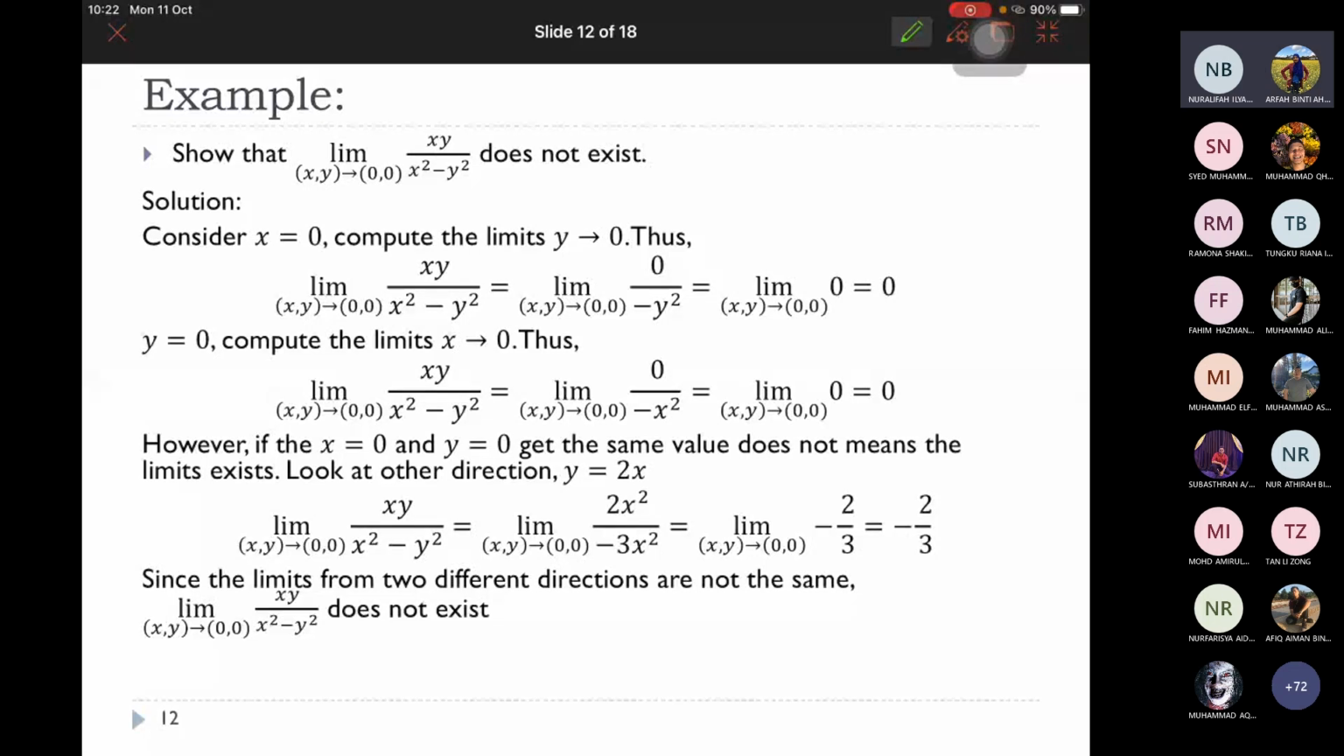Dia tak semestinya, not really necessary awak ambil y sama dengan 2x. Boleh je kalau nak ambil y sama dengan x kuasa 2 ke, y sama dengan 3x ke. Atau x sama dengan 3y ke, still the same. Tak kisah. Yang itu saya arbitrary atau randomly choose that y equals 2x.